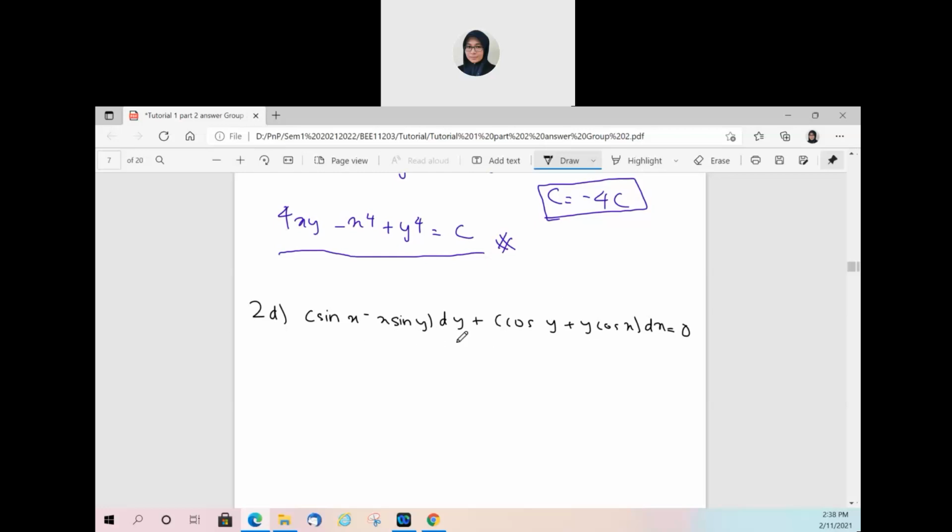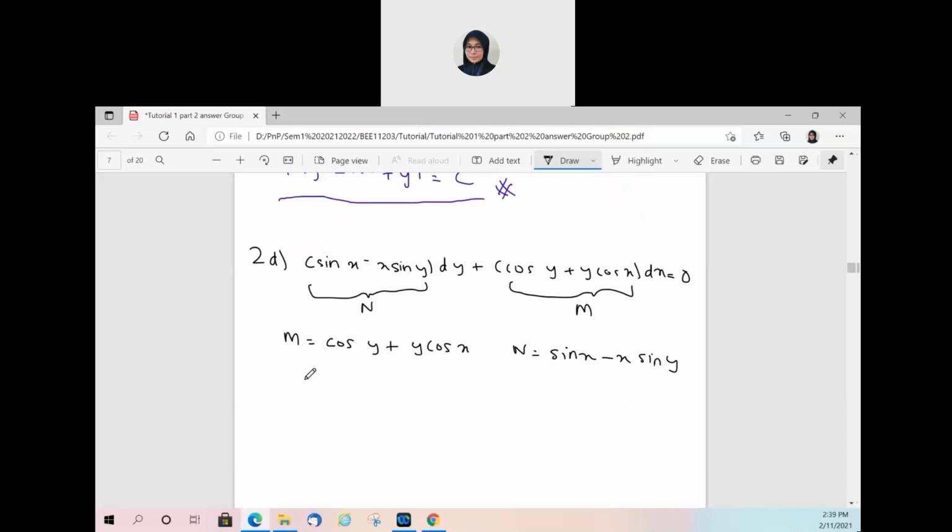So from here we know that the term with dy should be n, and the term with dx will be m. So your m equals to cos y plus y cos x, and n equals to sin x minus x sin y. So macam biasa, you have to prove whether this is exact or not. So you differentiate m terhadap y.